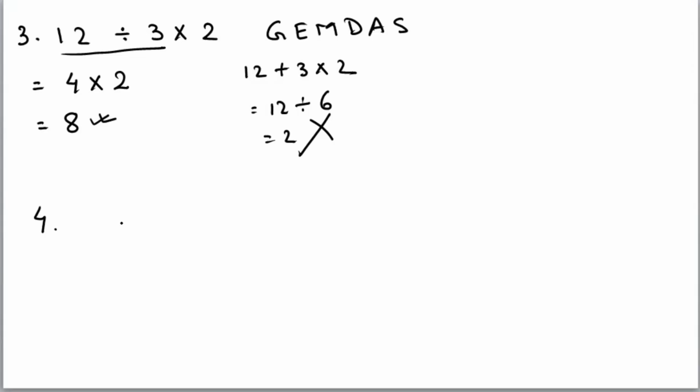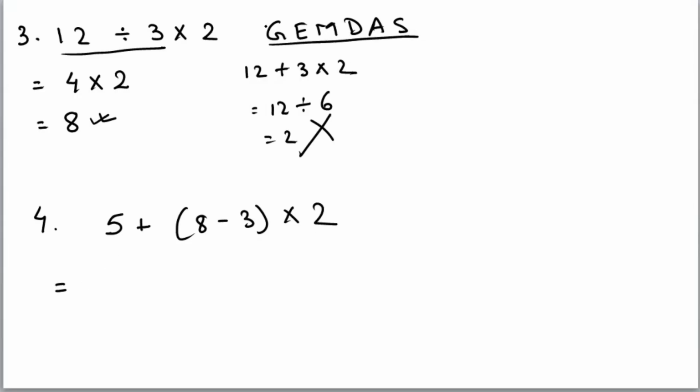Question number 4. It says 5 plus 8 minus 3, multiplied by 2. So here what do we have to do first? We have to do the grouping first. That is G. We have to do the grouping first. 8 minus 3 will be 5. Then multiply with 2. Then what do we have to do? Here is the addition, here is the multiplication.